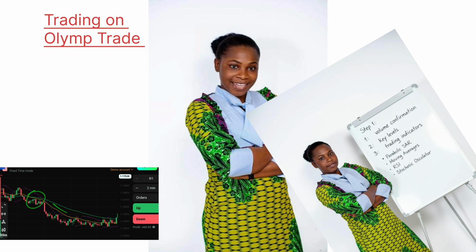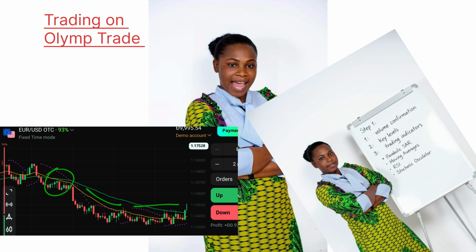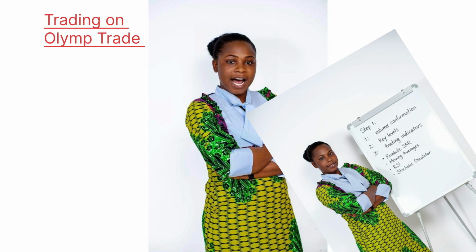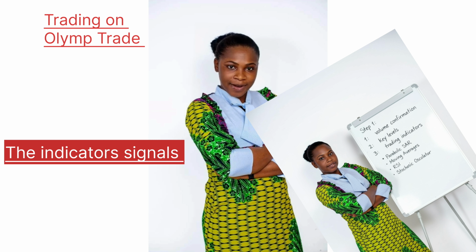Step 3. Indicators for extra confirmation. I like to use indicators such as the parabolic SAR, moving averages, RSI, or the stochastic oscillator. These not only help confirm direction, but they also signal when a trend is slowing down. That way, you know whether to stay in, add to your position, or get out before the market turns against you. Combine all three, volume, levels, and indicators, and you'll filter out most of the fake moves that catch beginners off guard.